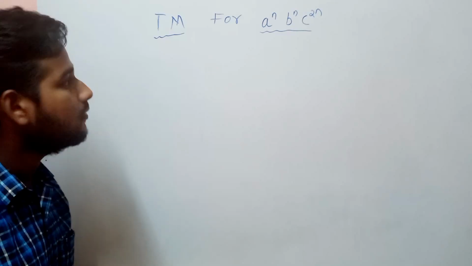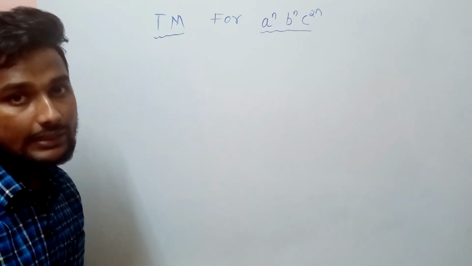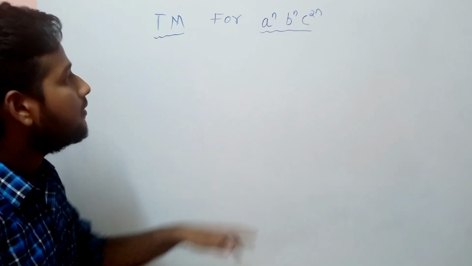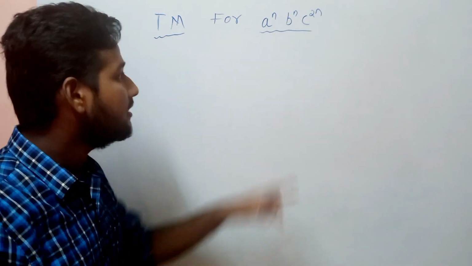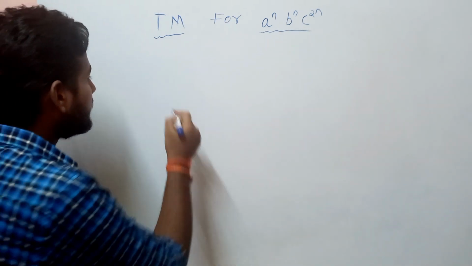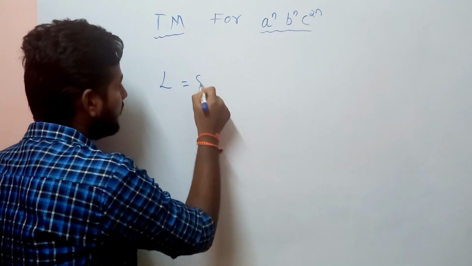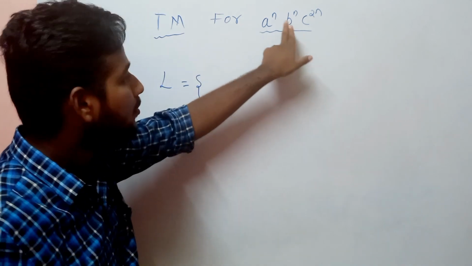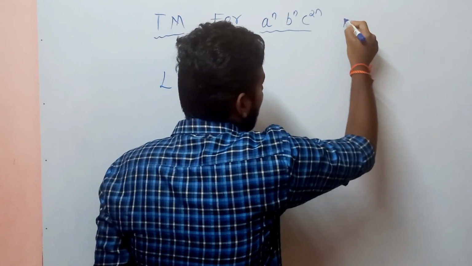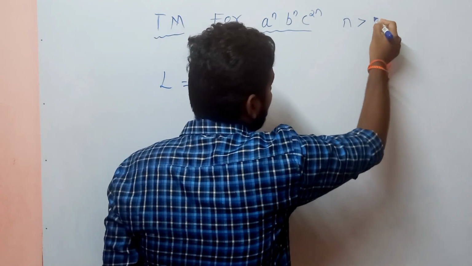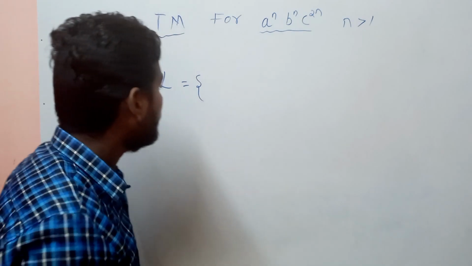In this video, we will discuss how to design a Turing machine for strings of the form A power n, B power n, C power n, and which accepts this string. Let us consider this language and the strings formed by using A power n, B power n, C power n where n is greater than 1. Now we solve that.